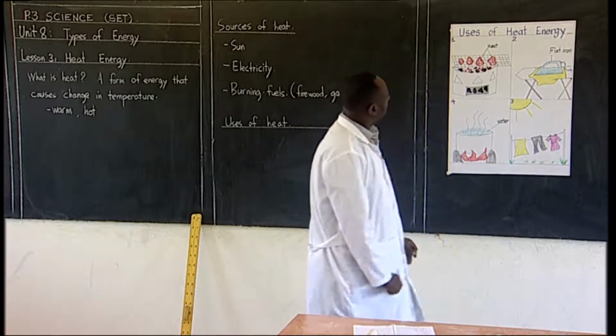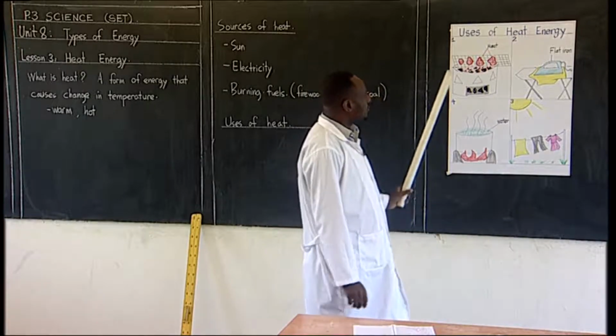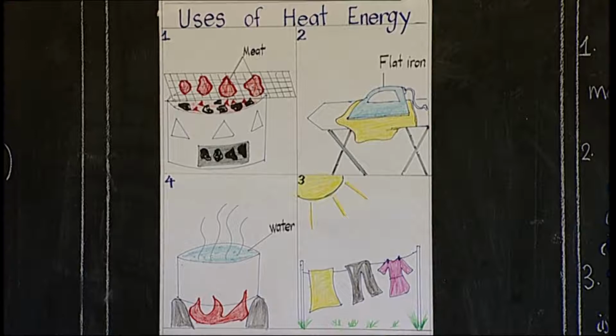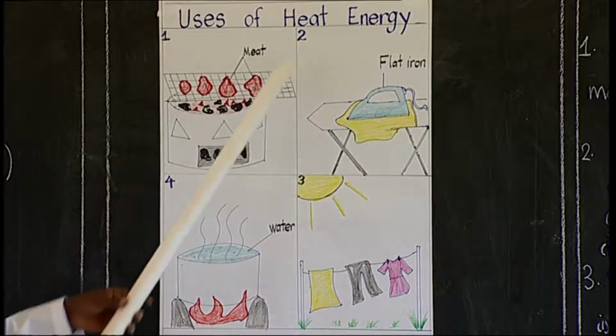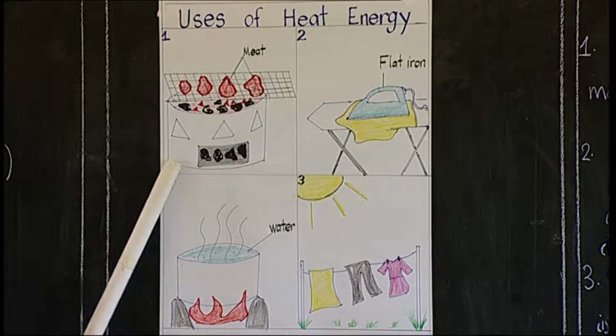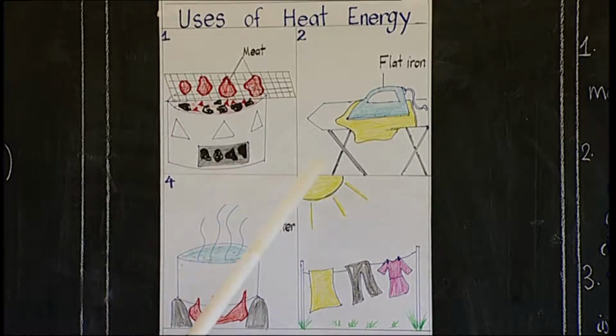I think you can see. So there are very many activities being done here on these diagrams, as you can see. So I want you to study them well and tell me what is happening in each picture numbered 1, 2, 3, and 4. Just see, then you have time to tell me what is happening. Number 2, you can see here, it's a flat iron. These are pieces of meat.